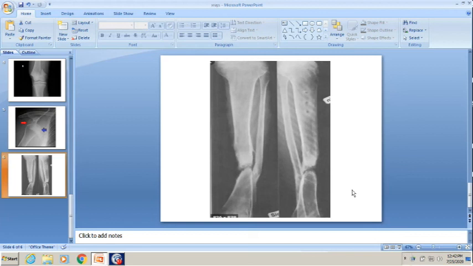Okay. So what else may you be asked in non-union? Various factors lead to non-union, and you all know what those factors are: patient factors, surgical factors, and factors related to fixation.